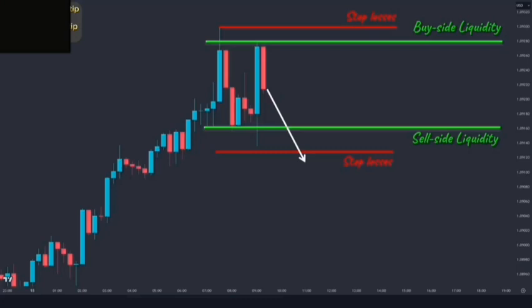Right now, the overall market bias is bullish. The institutional price delivery has the power to affect the price, but it cannot change the overall order flow. Now let's see what would happen.